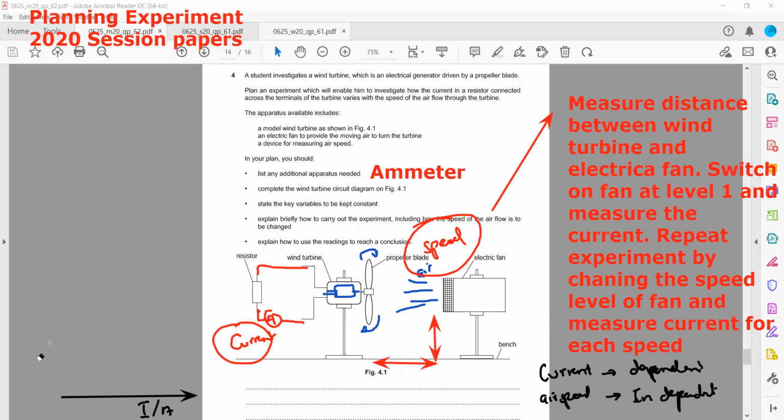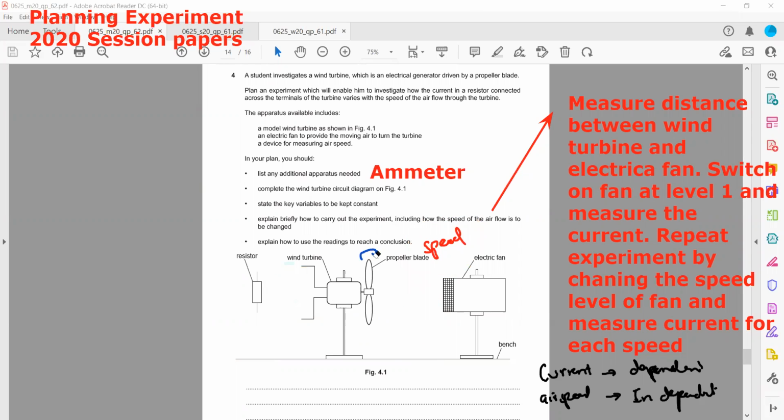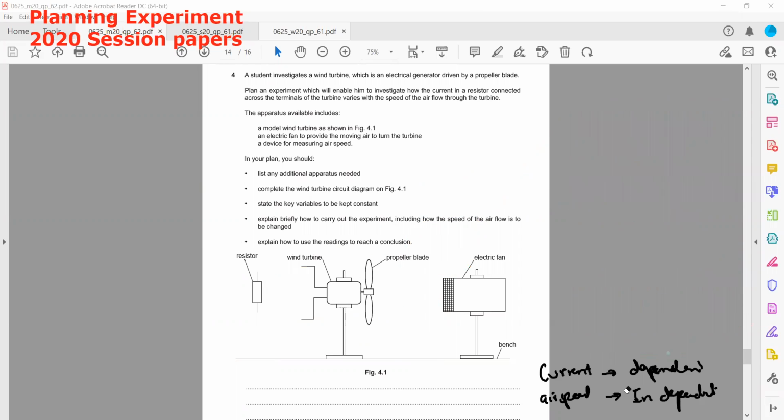So it's just based on the understanding of the topic and what you have studied throughout the course. So this planning of experiment is totally based on the topics.